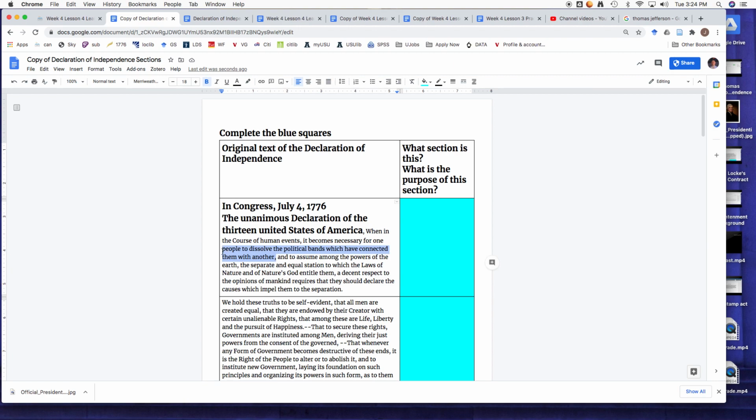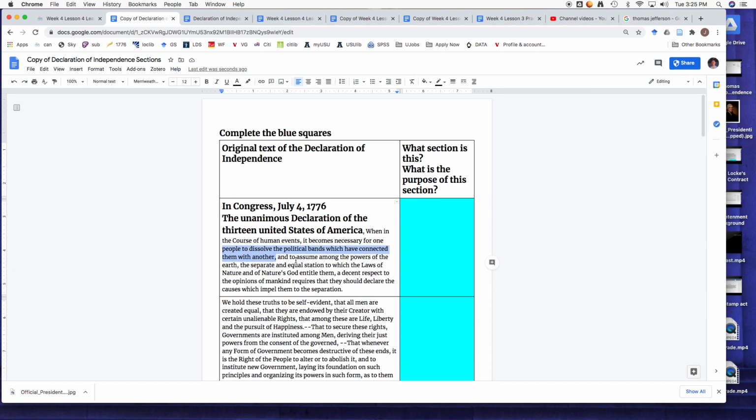We're one people. We were the 13 colonies at this time. And we were dissolving the political bands. Dissolving means we were breaking the bands. We were making it so they didn't exist anymore. And the bands are the ties, the things that tied us to Britain. So America and Britain were tied together politically. We were of the same government. We were connected. And now we're dissolving those bands, and we're becoming an independent country, no longer part of Great Britain.